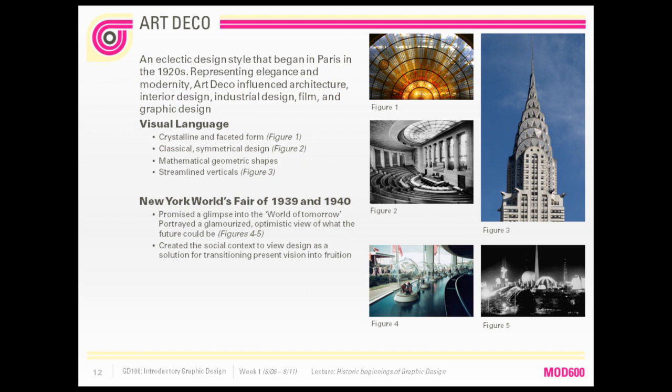Let's move on to Art Deco. Art Deco, it's an eclectic style. It began in Paris. They were all about exuding the glamour of modernity. So, if you look at the Chrysler building on Figure 3, you have the long, tall verticals, and it's almost aerodynamic in the shape of it. And if you look at Figure 1, this crystalline faceted form, they have geometric shapes throughout, and it is beautiful, and it is glamorous.